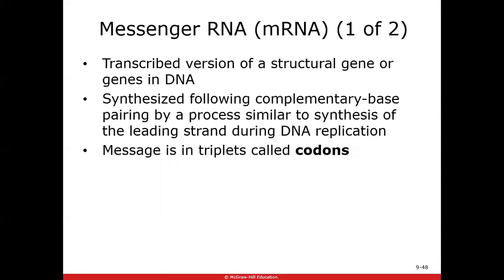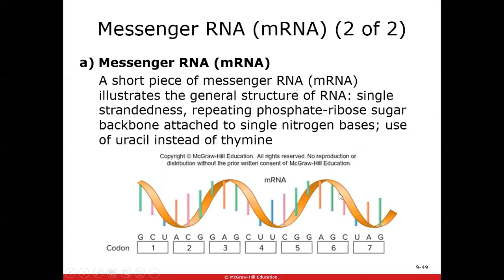So the message is in triplets called codons. Know that messenger RNAs have triplets called codons. A short piece of messenger RNA illustrates the general structure of the RNA: single-strandedness, a repeating phosphate-ribose sugar backbone with a single nitrogenous base, and it uses uracil instead of thymine.